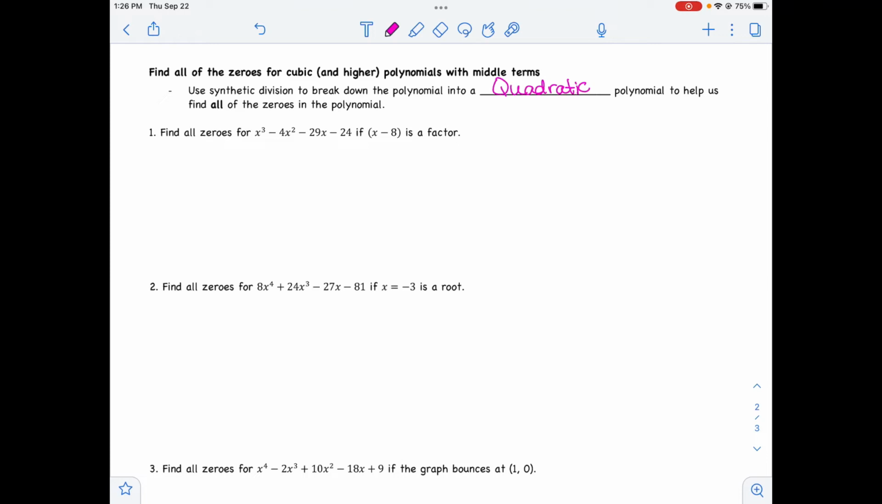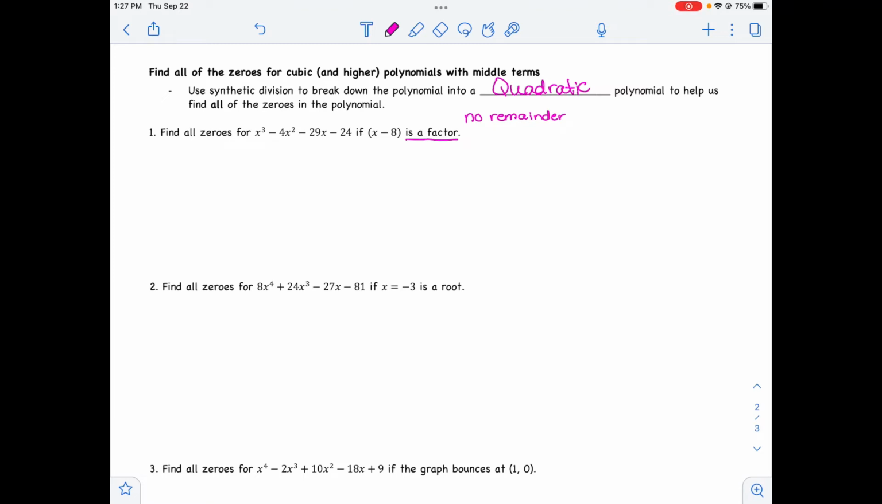So we'll look at number 1 here. It says find all zeros for this polynomial if x minus 8 is a factor. So when it says it is a factor, we should know immediately that there will be no remainder. Okay, so that kind of tells us and helps us know what we should get.